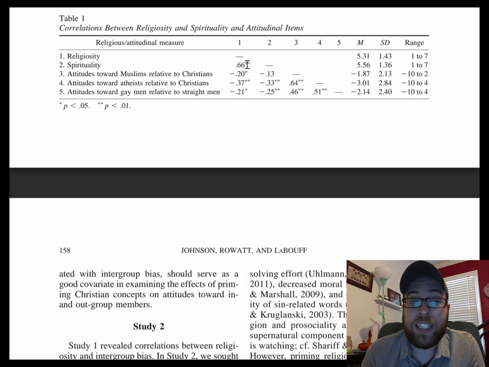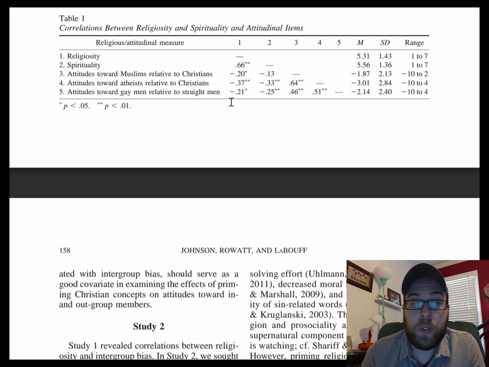Now, this also is a moderately strong correlation. What this means is that I know quite a bit about someone's spirituality if I know something about their religiosity. The line for the scatter plot for this would be very tight, close to a line, not scattered all over the place like some of the figures that we saw earlier.